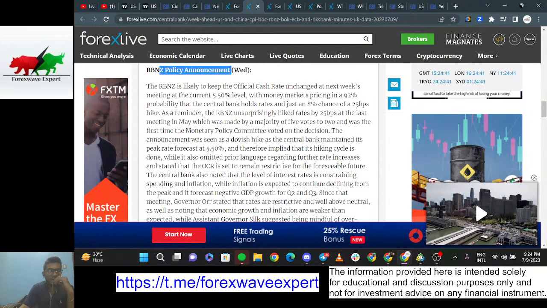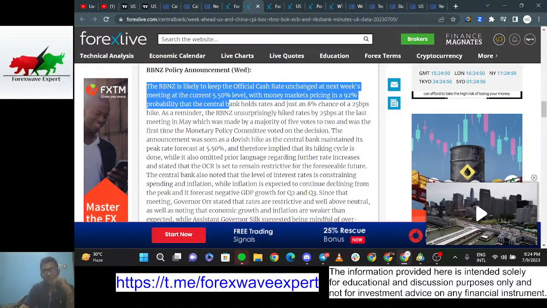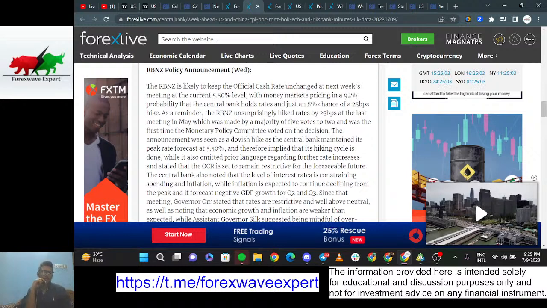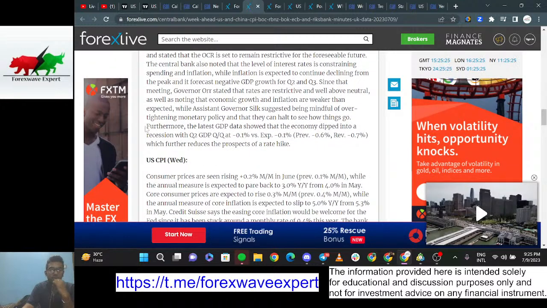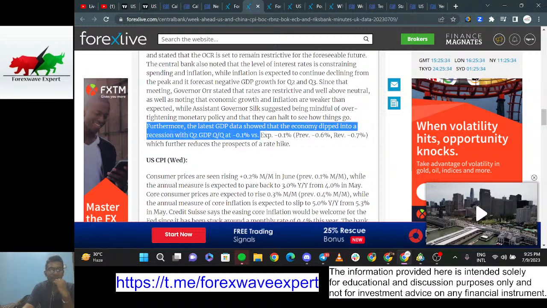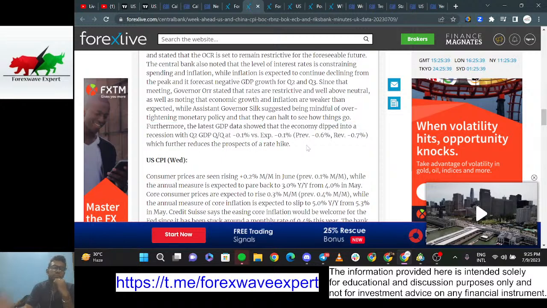Now on Wednesday we have the RBNZ policy statement. Here they're thinking that the RBNZ is likely to keep the official cash rate unchanged at 5.50%, with money markets pricing in a 92% probability that the central bank holds rates and just an 8% chance of a 25 bps hike. So hiking the rates has a very low chance, and there is a high chance that it's going to go unchanged. But the RBNZ unsurprisingly hiked rates by 25 bps at the last meeting in May. There is some confusion because the latest GDP data has shown that New Zealand has dipped into a recession with quarter two GDP, which reduces the prospects of a rate hike. So they are eyeing that after the news, the New Zealand dollar may get weak.